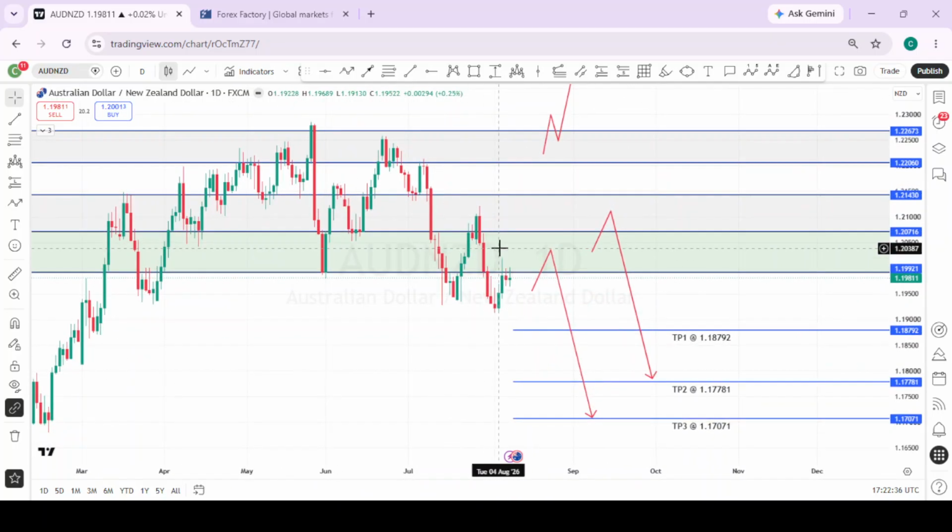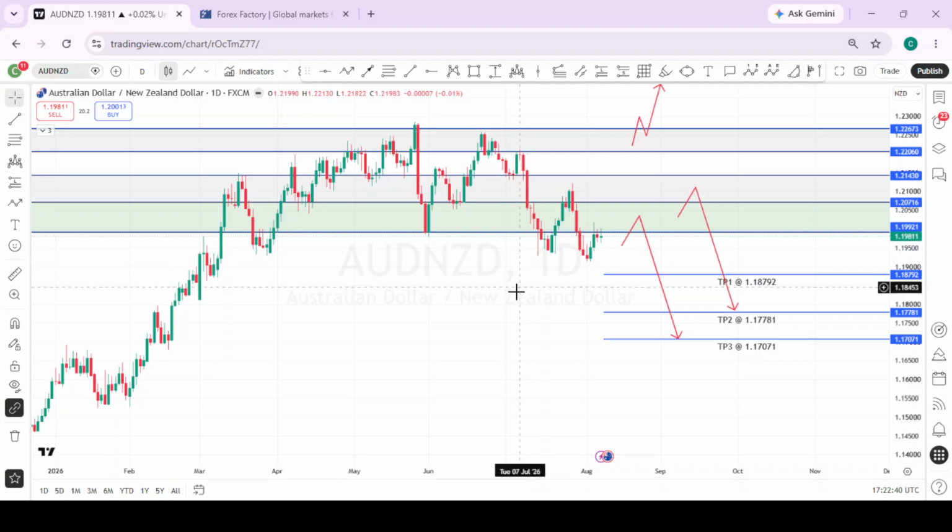So we'll be patient to see how price develops around this area of interest, then we take ourselves to the downside. This is one of the cleanest moves we have on the pairs that we have lined up for the week. So we just have to be patient to see how price develops here, and then we take ourselves to the downside.